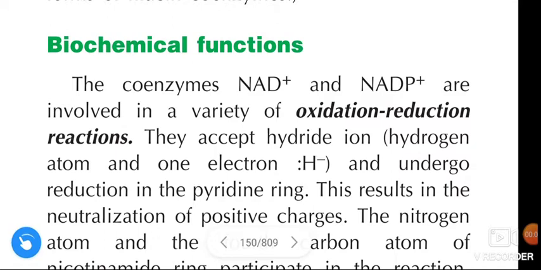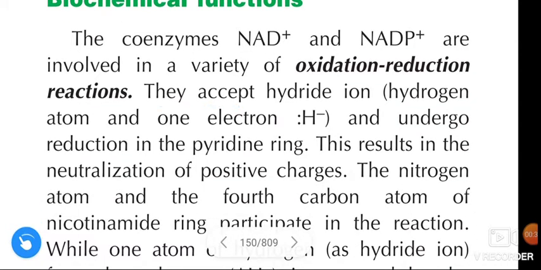In this video, we are going to learn about the biochemical functions of niacin, vitamin B3. The coenzymes NAD plus and NADP plus are involved in a variety of oxidation reduction reactions.